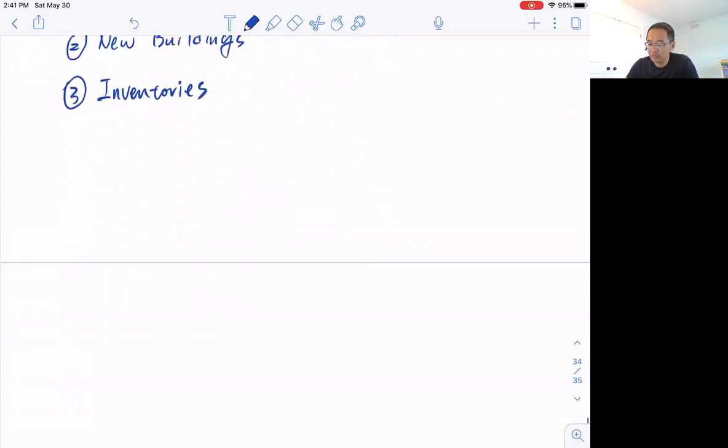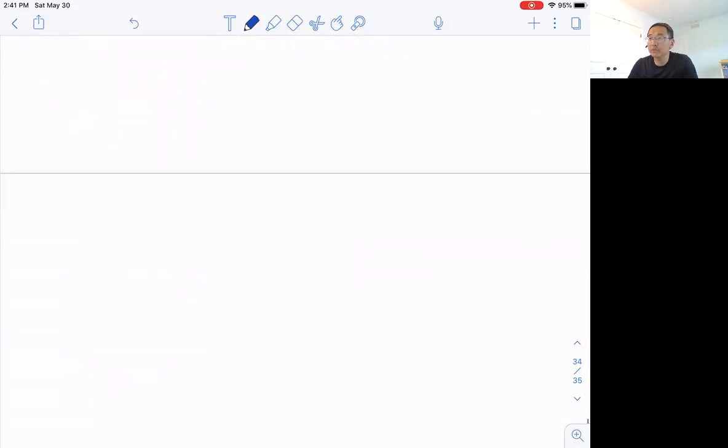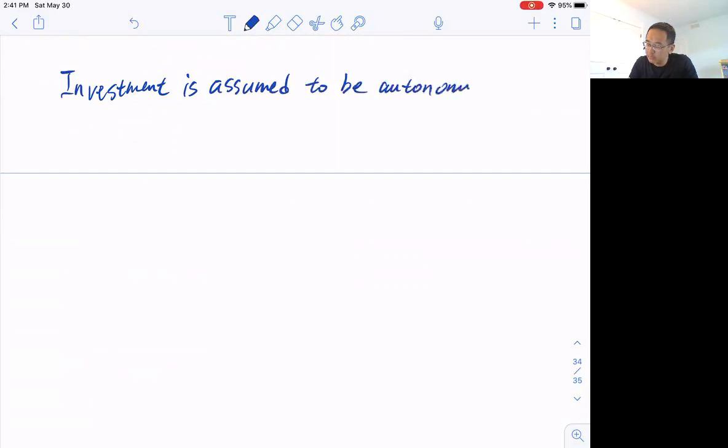Now, when it comes to investment, we're trying to make your life a little bit simpler. So we assume, okay, investment is autonomous. Now I'm going to pause for a second and ask you to remember what autonomous means, right? So investment is assumed to be autonomous. Hopefully by now you remember autonomy means independent of, and we said in this class specifically means independent of real income or real GDP, okay?